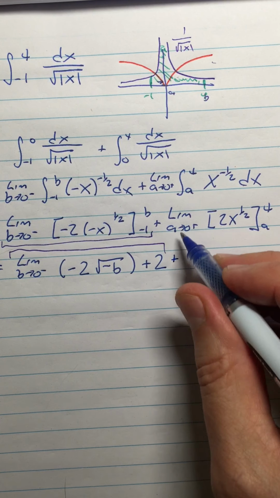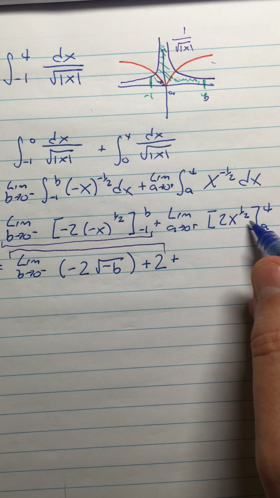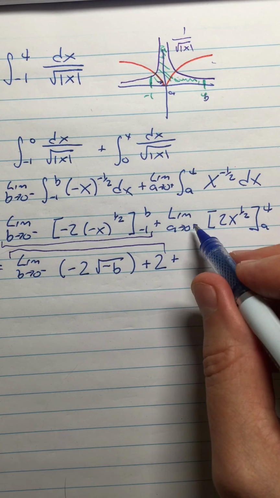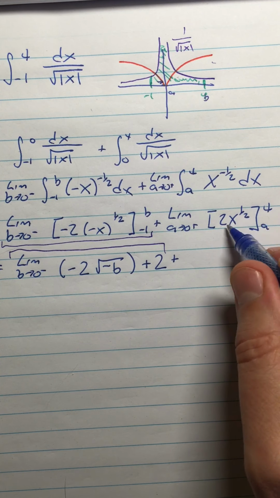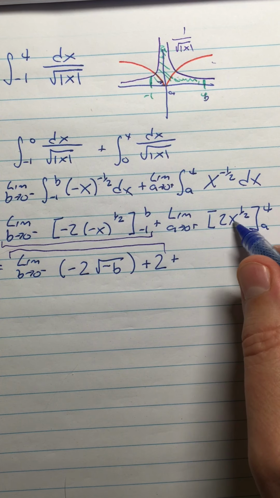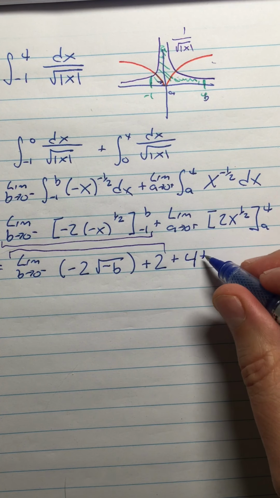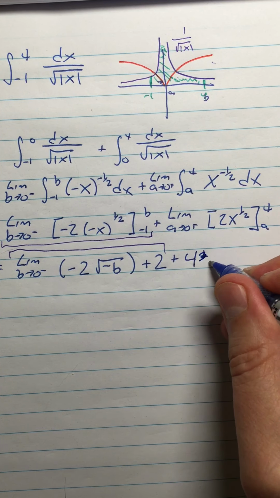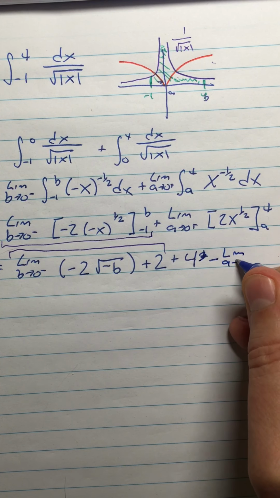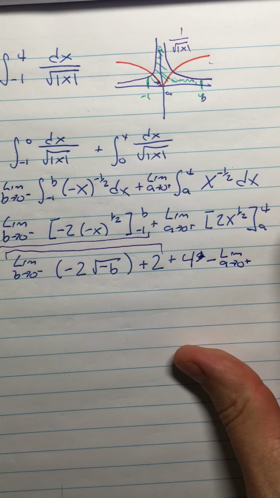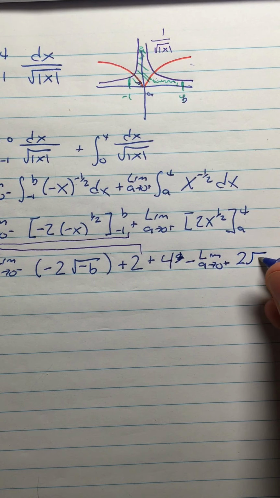Now when I do this one, I'm going to put in the 4 first. So the 4 is the one that's not going to depend on the limit, so I'm not even going to write the limit. I'm just going to go 2 times square root of 4. That's 2 times 2, that's 4. All right, and then it's actually minus the limit as a approaches 0 from the right of 2 square root a.